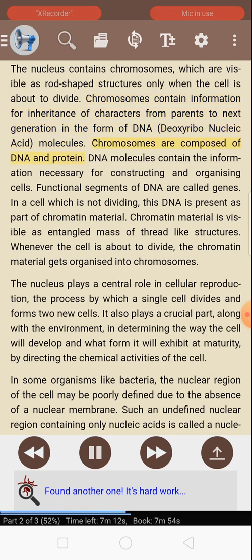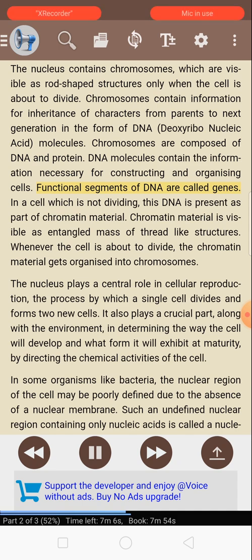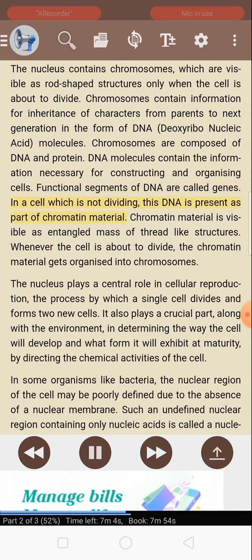Chromosomes are composed of DNA and protein. DNA molecules contain the information necessary for constructing and organizing cells. Functional segments of DNA are called genes. In a cell which is not dividing, this DNA is present as part of chromatin material. Chromatin material is visible as entangled mass of thread-like structures. Whenever the cell is about to divide, the chromatin material gets organized into chromosomes.